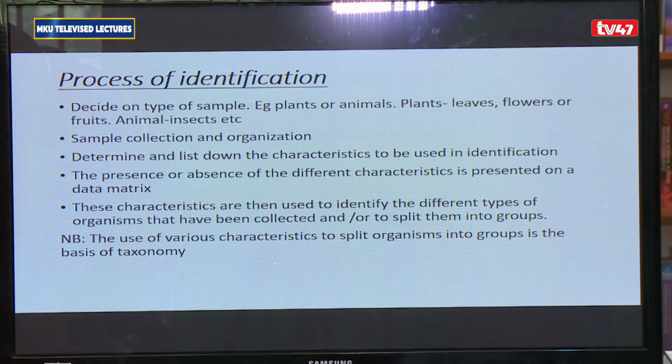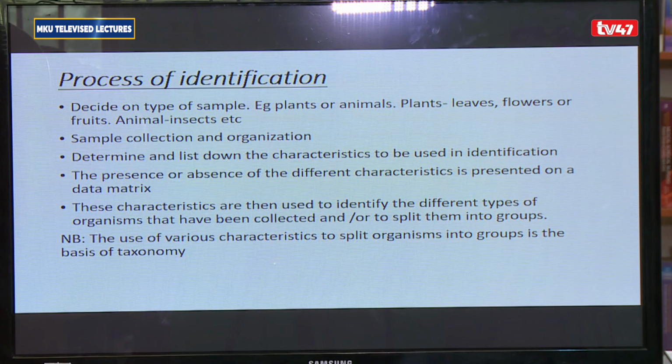So now you make a table where you have your samples on one side and the characteristics on the other, and you simply indicate by either a tick or an X which of the characteristics of choice is present in the samples that you have. Once you do that, that gives us what we call the data matrix, which comprises step four, where the presence and absence of the different characteristics are presented. The data matrix gives you a quick visual view of the samples that you have and the characteristics of choice that each one of them has and which ones it is missing.